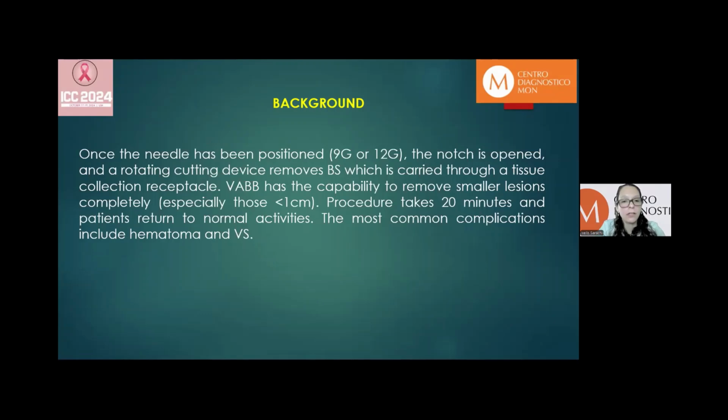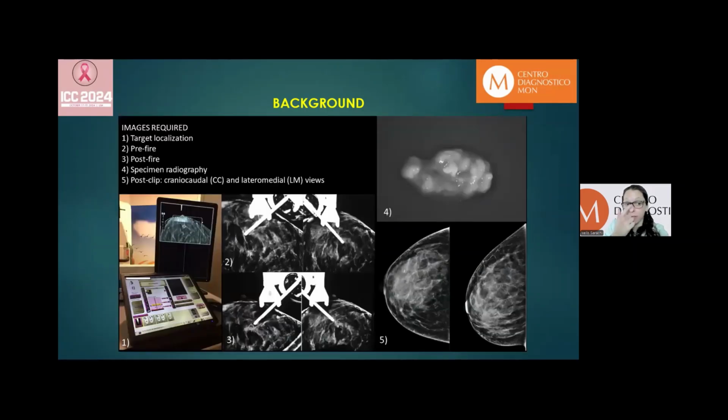Once the needle is on target, the notch is opened, and the rotating cutting device removes breast tissue, which is carried to a tissue collection receptacle. Most common complications are hematoma and vasovagal syncope. These are the 5 images required: target localization, pre and post-fire, specimen radiography, and the post-clip to certify the clip placement.